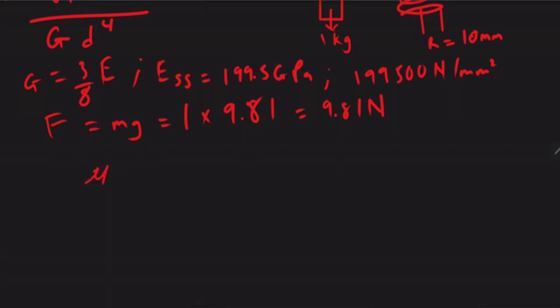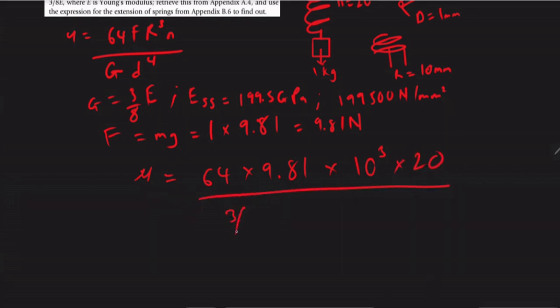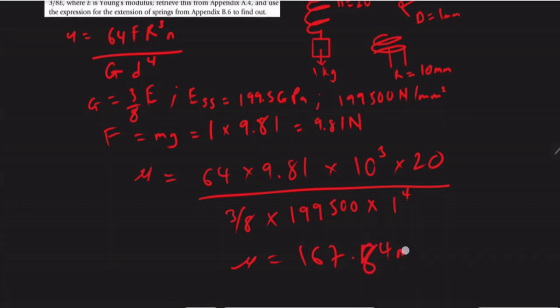We just have to calculate U, and U is equal to 64 by 9.81 newtons times our R, the radius of each coil, which is 10 raised to the power 3, times the number of turns, which is 20, all divided by 3 over 8 times our Young's modulus E, which we've calculated as 199,500, times 1 raised to the power 4. So U will now be equal to 167.84 millimeter. So that's our extension. So the extension of the spring is giving us 167.84 millimeter. So that's it for this question. If you have any question, don't forget to drop it in the comments. Let's go to the next one.